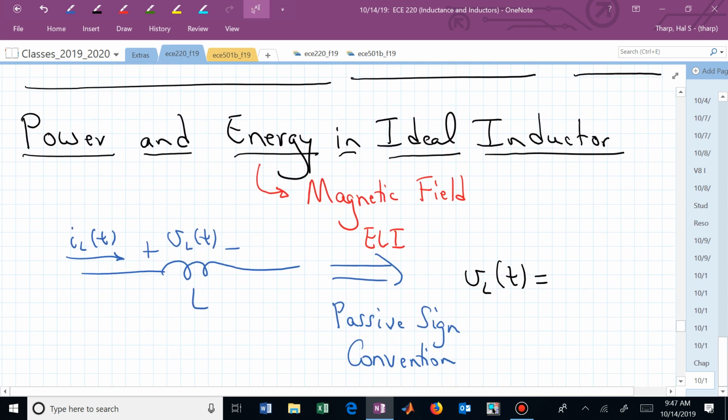Now, we've talked about current and voltage, and the combination of those, if we multiply them together, gives us power. And power is related to energy. Now we can play with power and energy in an ideal inductor, and the energy is the magnetic field of this inductor. The inductor's magnetic field can expand and collapse, grow and reduce.